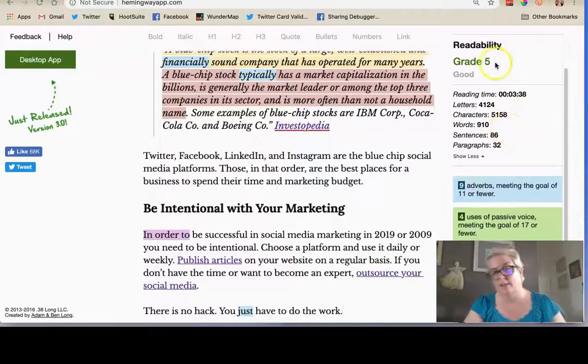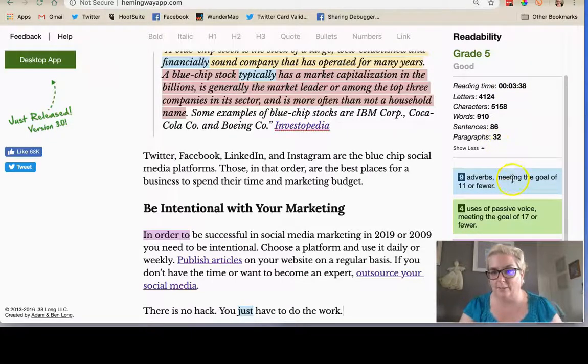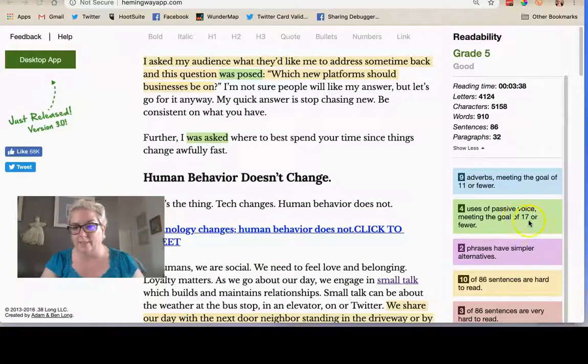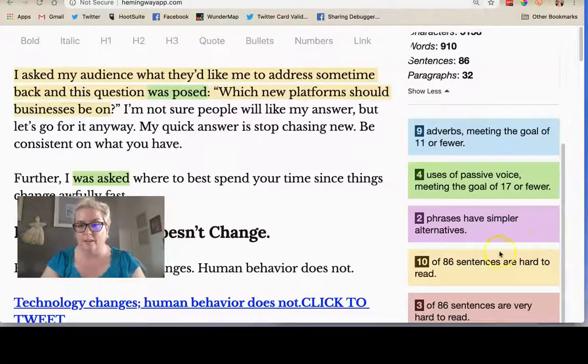So this one is grade 5, and that's what you want to aim for. You want 5th grade reading level. It's 910 words, which is really good. I tend to be around 3 to 5, 750 is kind of my sweet spot. So it says there's 9 adverbs, meaning the goal of 11 or fewer. 4 use the passive voice, meeting the goal of 17 or fewer. 2 phrases have simpler alternatives, and then you can go look at those. 10 of 86 sentences are hard to read. 3 of 86 sentences are very hard to read.